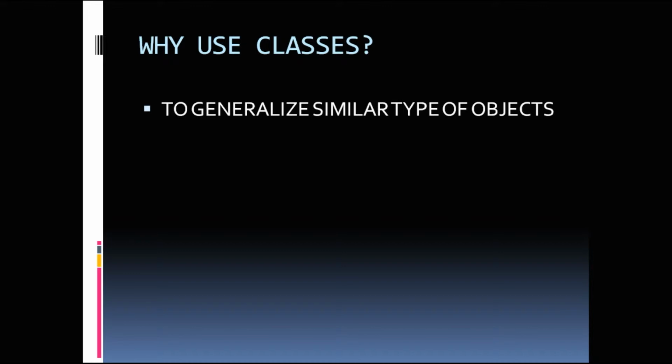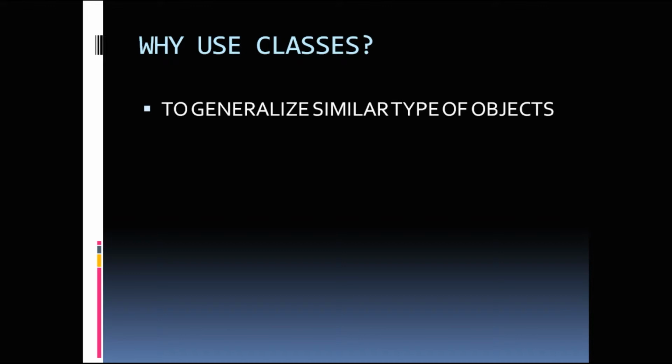Let me explain with an example. Suppose addition and subtraction are two similar types of objects with two variables a and b. In one class I'll do the addition work, and in the other class I'll do the subtraction work. I know we can do it together too, but that's not how we use classes.